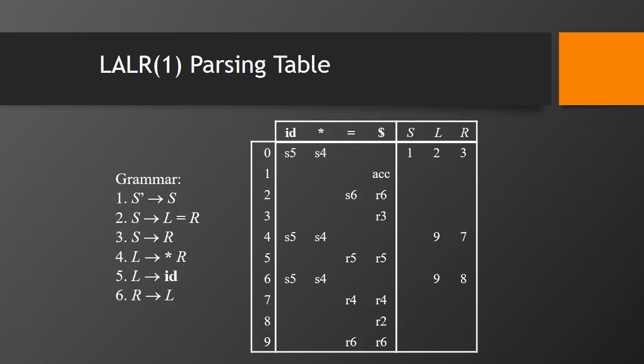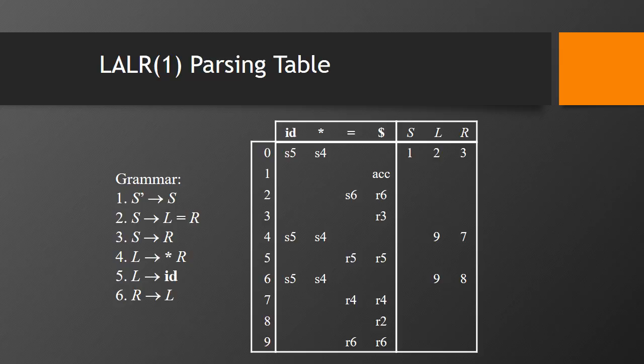So now we can finally construct our LALR(1) parsing table. In this we have a grammar of S' tends to S. So that will be state 1, that is S1. S gives L equal to R will be S2. S gives R will be S3. L gives star R will be S4. L gives ID will be S5 and R gives L will be S6. There are 9 items from 0, 1, 2, 3, 4, 5, 6, 7, 8, 9.